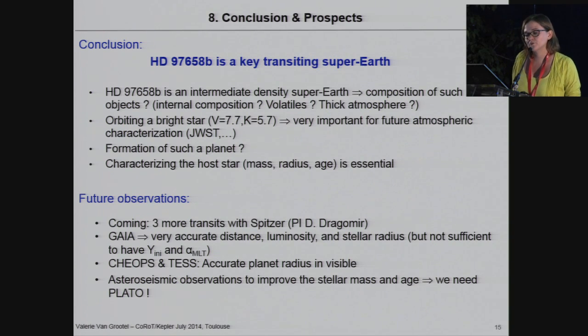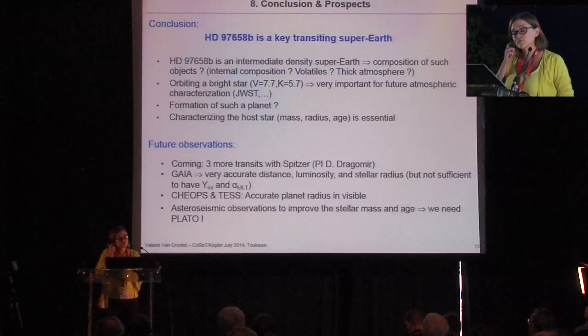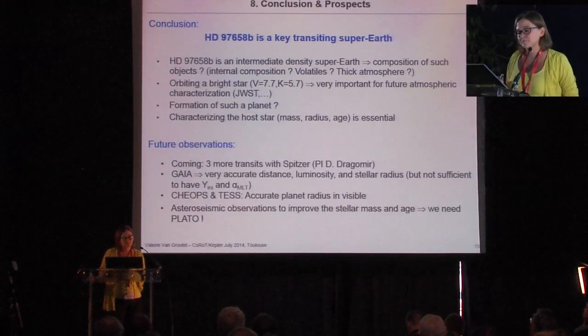For future observations of this star, we have obtained 3 more transits with Spitzer, but we hope that it will be done before Spitzer stops, because it's planned to be stopped in the coming months. From Gaia, we'll have a very accurate distance, luminosity and stellar radius, but it won't be sufficient to have an accurate stellar mass and age, because we still have major uncertainties in stellar models, which are the helium abundance and also the efficiency of convection. We need asteroseismology to do that.